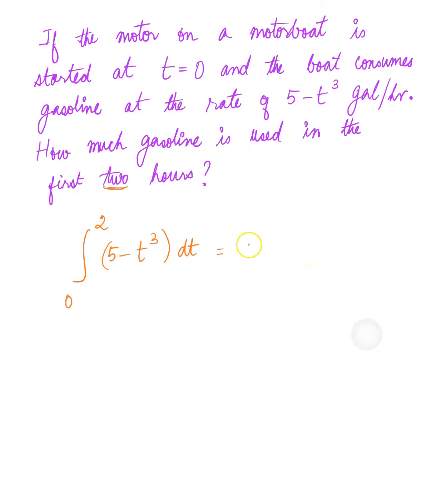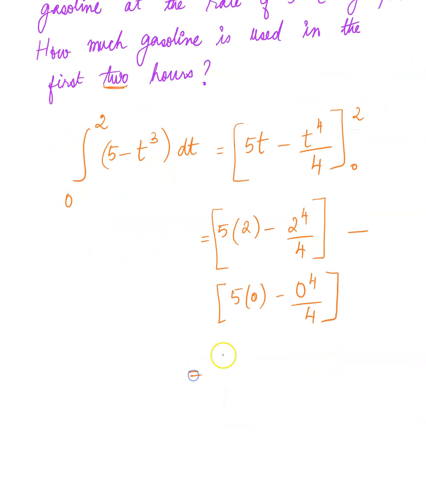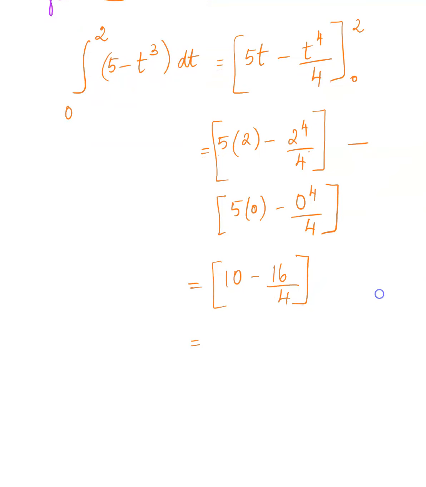And I'll go ahead and find the integration on this. That's going to be 5t minus t to the power 4 over 4. And for this whole thing, we apply the limits of integration 0 to 2. So 5 times 2 minus 2 to the power 4 over 4. This is the top integral minus the bottom integral. Sorry, that's 0 to the power 4. The second one is a complete 0, so that's just the top one. So 10 minus 16 over 4, which is 4. So 10 minus 4 is 6.